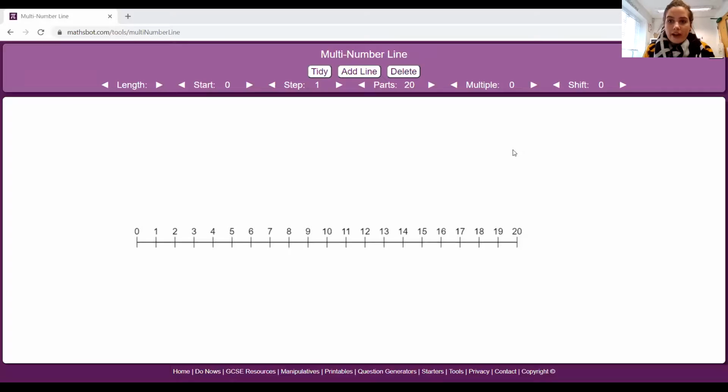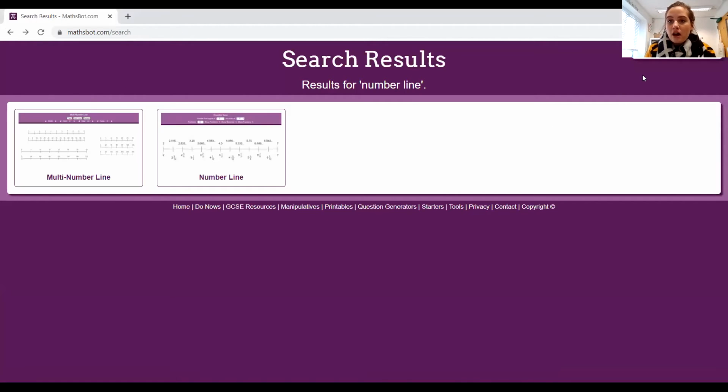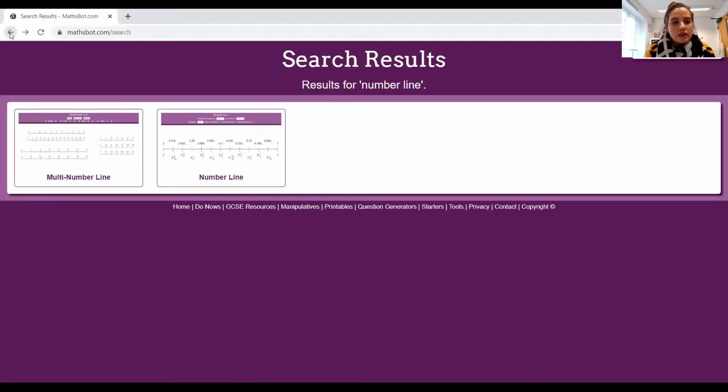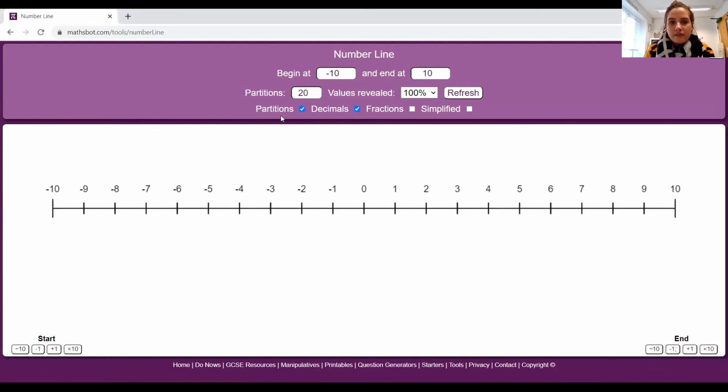One of the things that I would just quite like to share with you, that everybody can see on the MathsBot website, is the number line. Now, I couldn't find this underneath the manipulative section. So what you will have to do is go into the search bar, and I just typed in number line. And what did I do? I didn't have it like that. Let's refresh it.